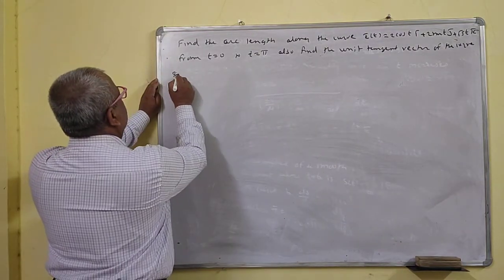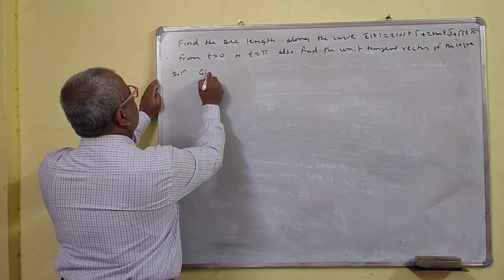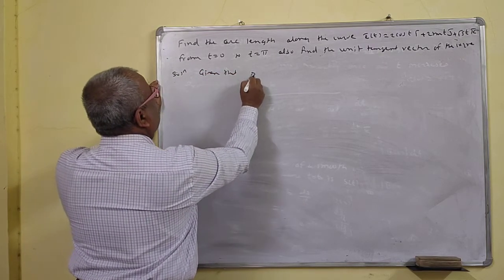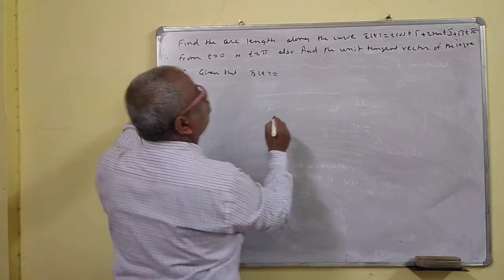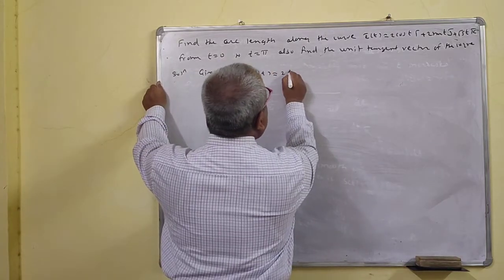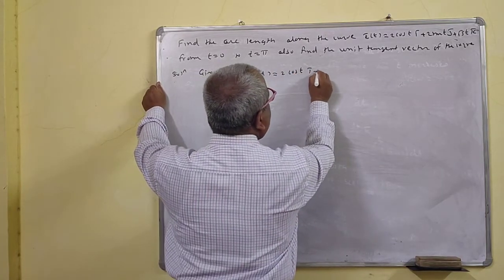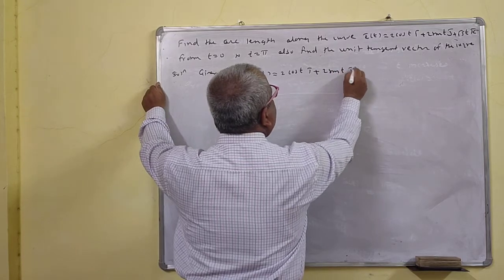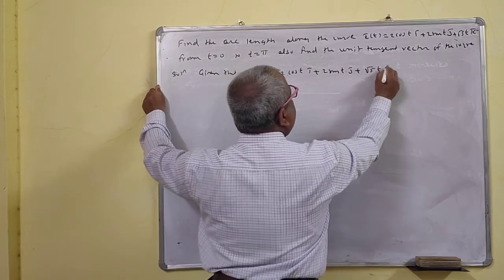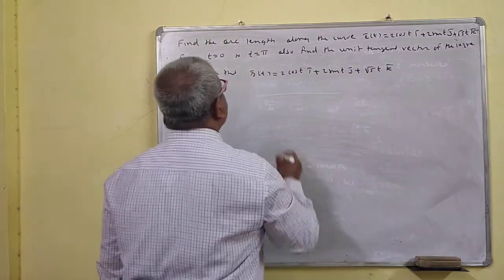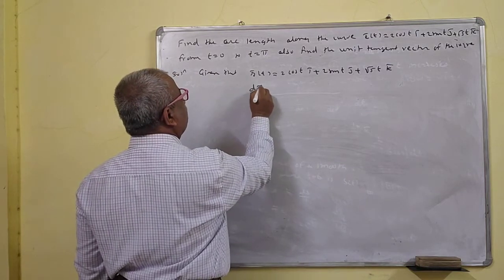Solution: given that r bar of t is equal to 2 cos t i bar plus 2 sin t j bar plus root 5 t k bar. Now I will find dr bar by dt.